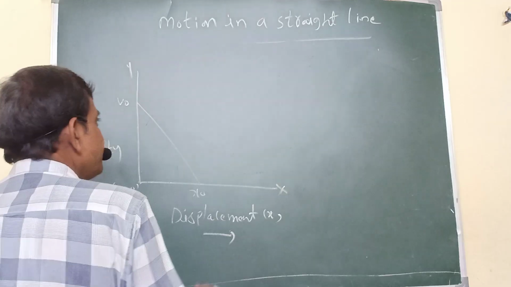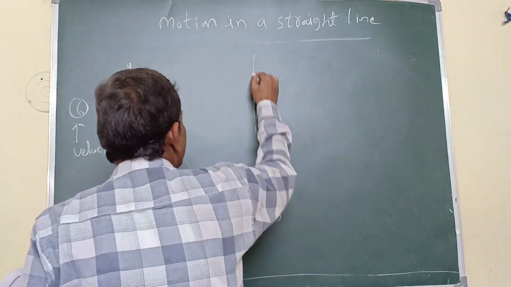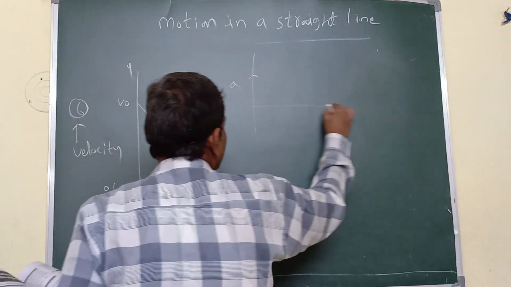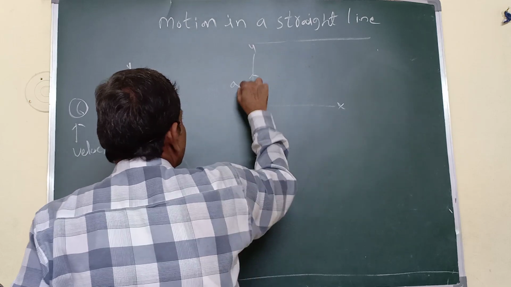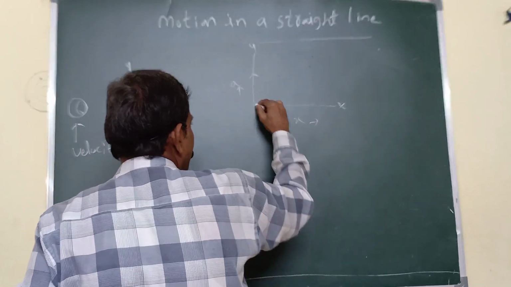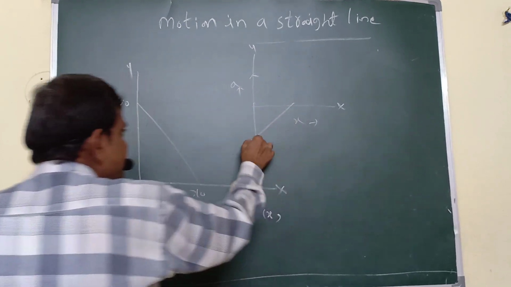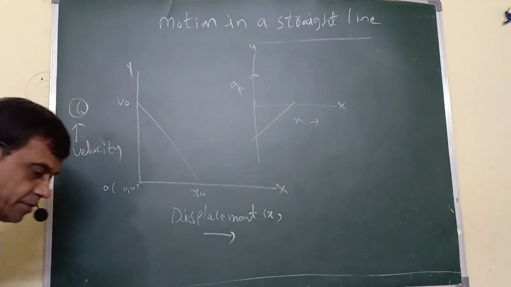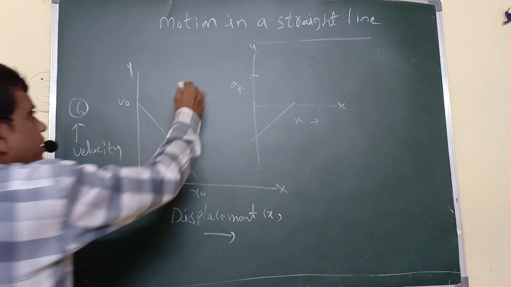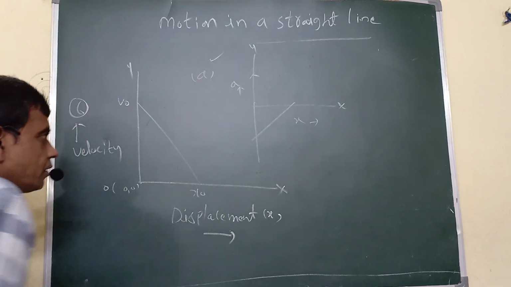In this, the correct option is, this is the acceleration and this is the displacement. The graph is like this. Here options A, B, C, D are given, this is option A. So this is the correct one. How is it?